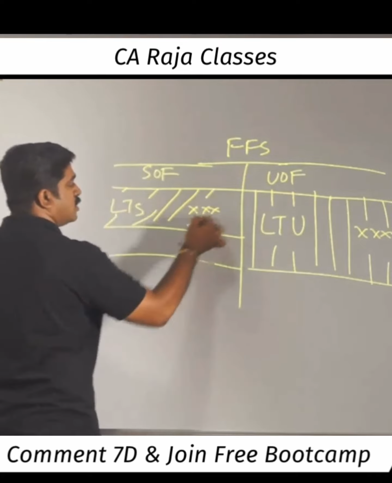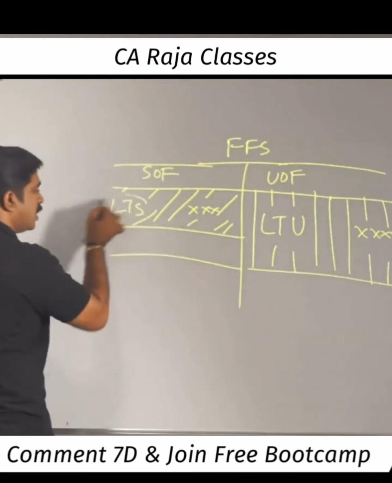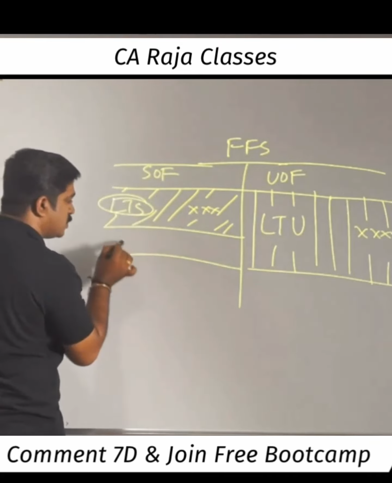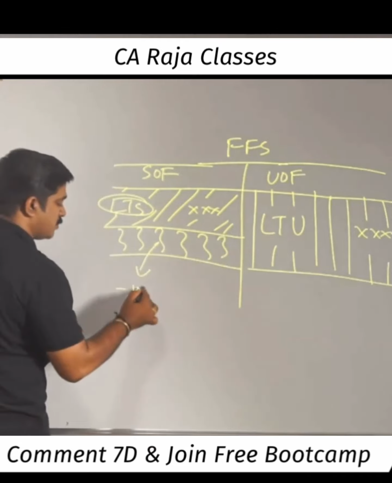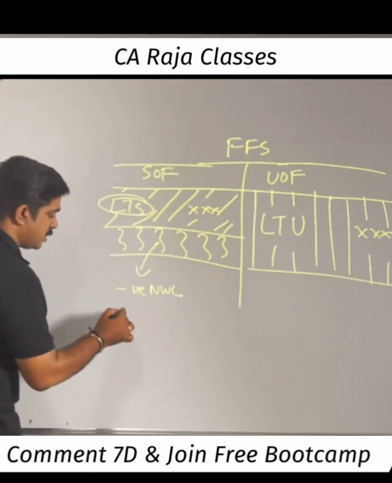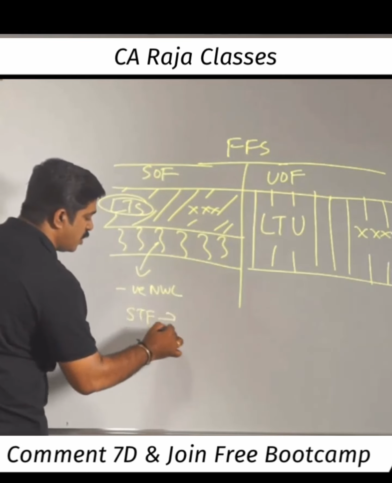It means long-term uses are funded not only by long-term sources, but also by something else. So this region is called as negative net working capital. This is called as negative net working capital. It is nothing but diversion of short-term funds for long-term uses.